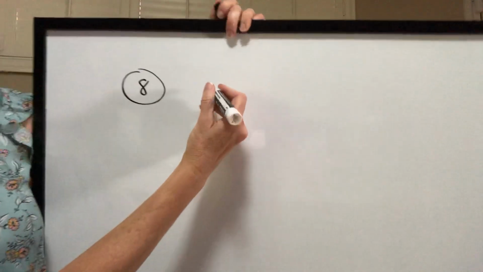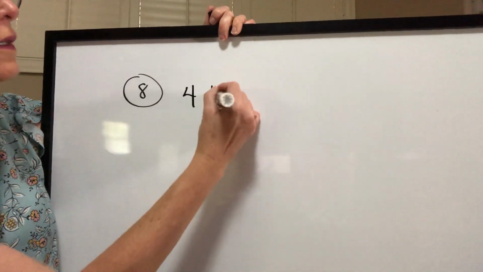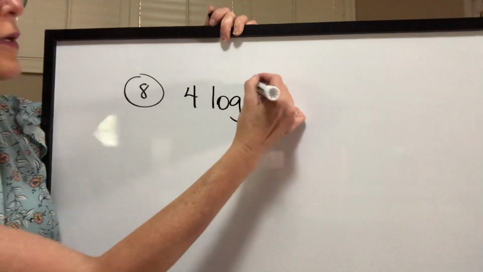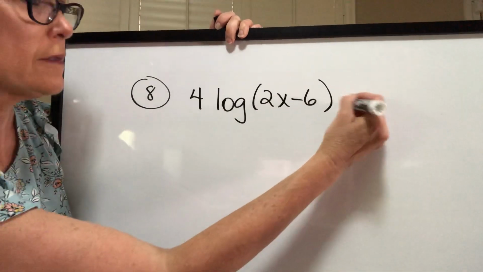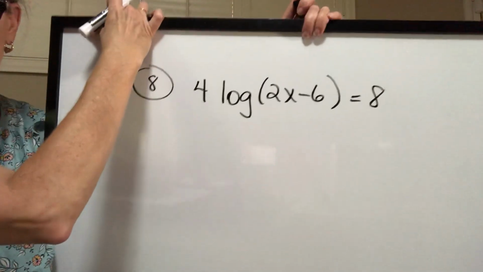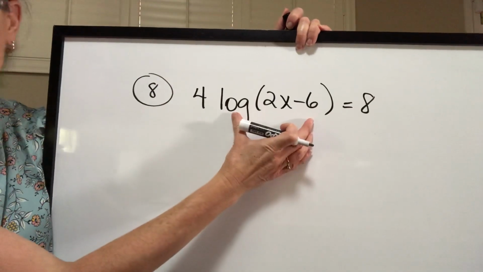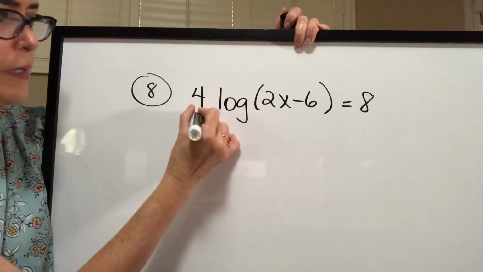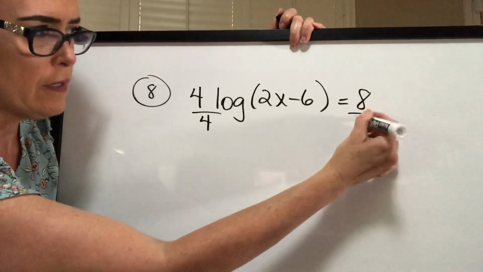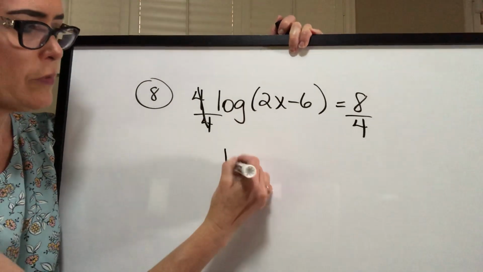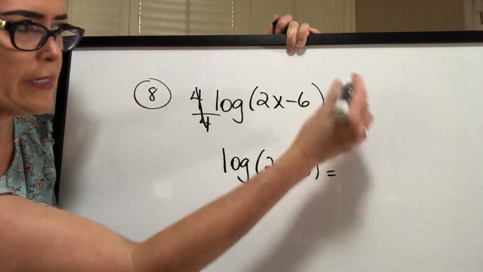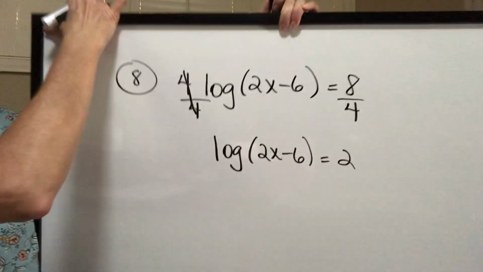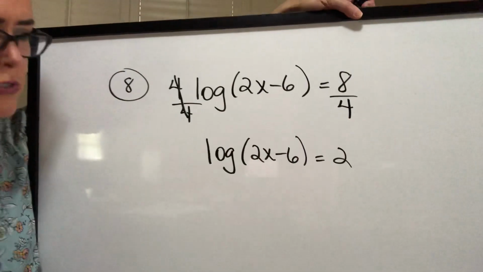Okay, so number 8, 4 log, in the parentheses is 2x minus 6, equals 8. Okay, so again, the log is this expression here, not the 4, so I'm going to begin by dividing by 4 right away. So I would still have the log, that doesn't change yet, and then 8 divided by 4 would be 2. So now I'm going to change that to exponential form.